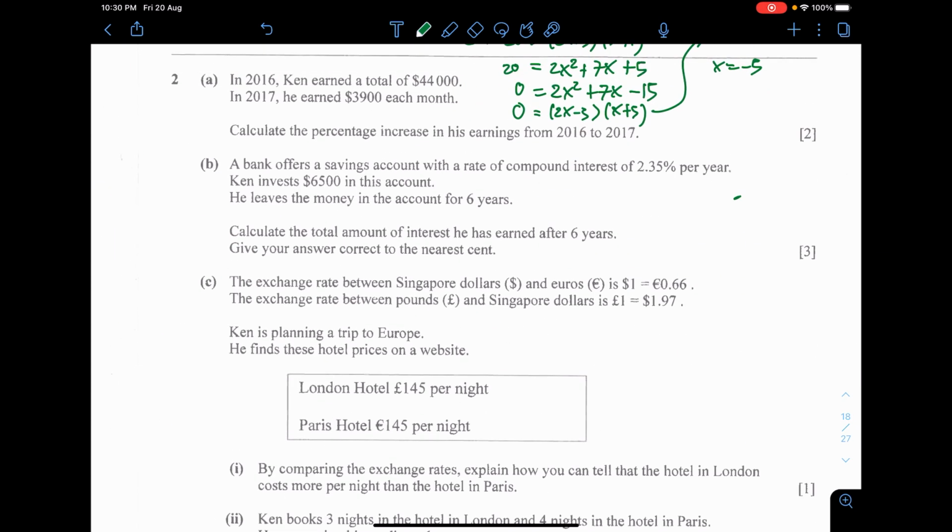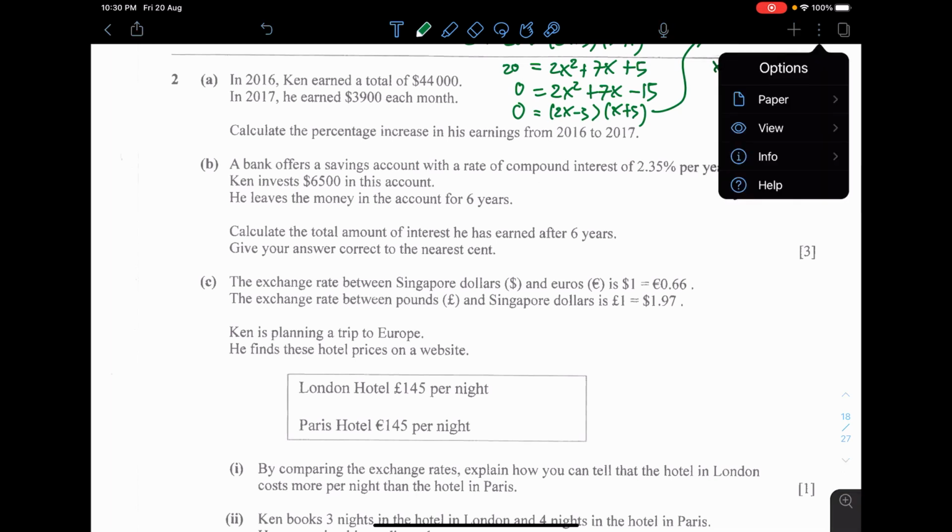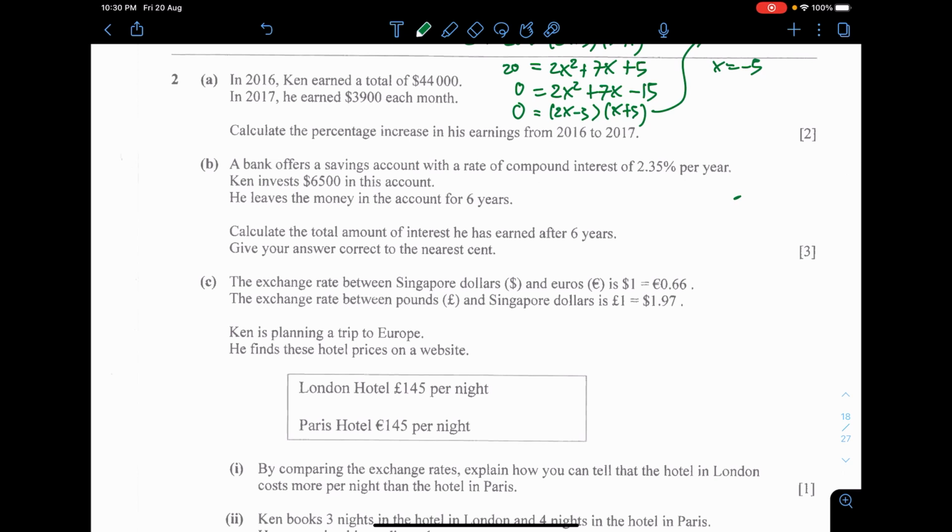Alright, let's see. 2016, Ken earned a total amount of 44,000. In 2017, he earned this amount per month. Calculate the percentage of increase in his earnings. Okay, this one should be quite simple. 2017, 3,900 each month. You multiply that by 12. You'll get 46,800.